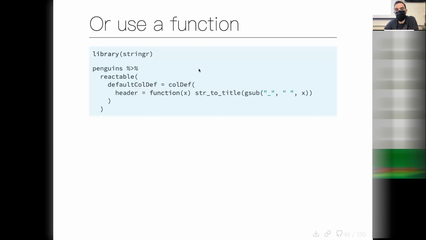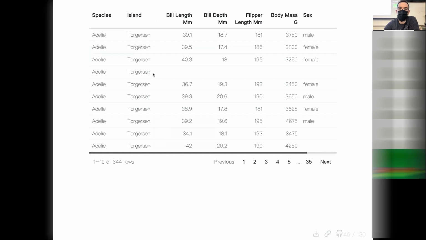But you can also do a function. So I have defaultColDef instead, and then I say colDef, the header is equal to a function that takes an argument x, and we're just going to go str_to_title, and we're going to substitute all the underscores for spaces in x. Okay, and that mostly works, but you can see we've got bill length millimeters, right? That M should be capitalized there too, but it's not. But otherwise it works.